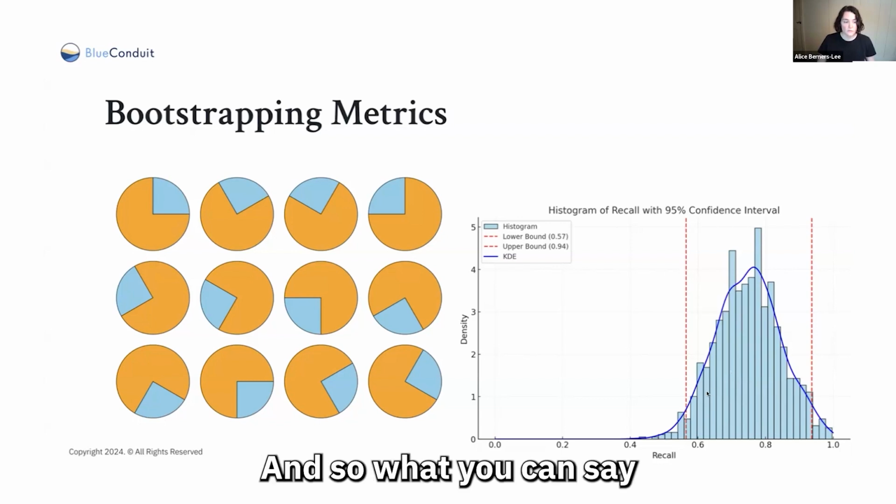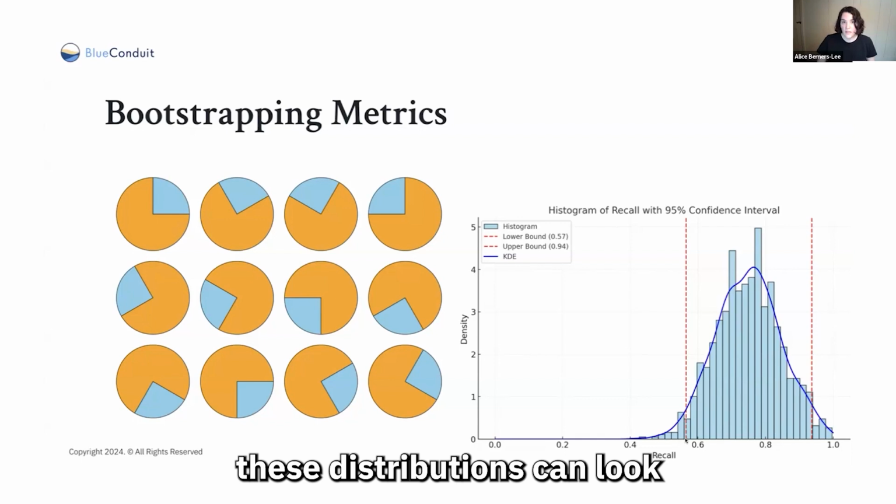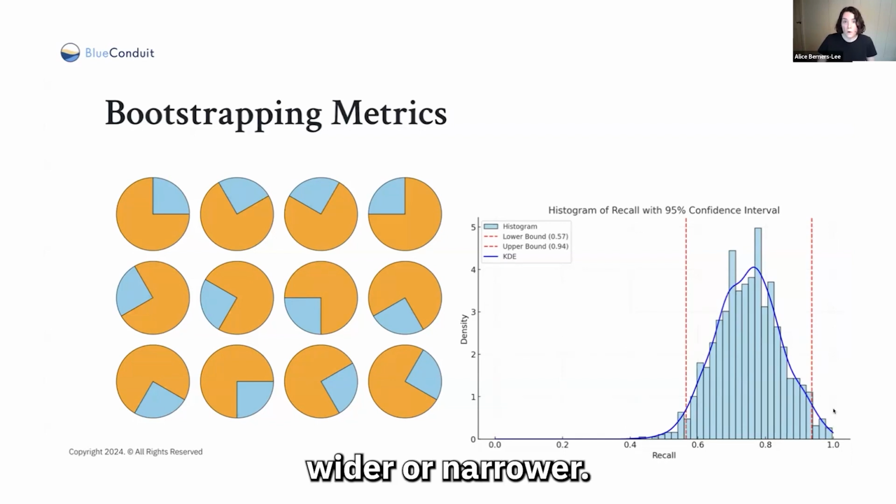And so what you can say, given this data, is that we are 95% confident that you would expect to see a recall value no less than 58% and no more than, say, 96%. And depending on the data, these distributions can look wider or narrower.